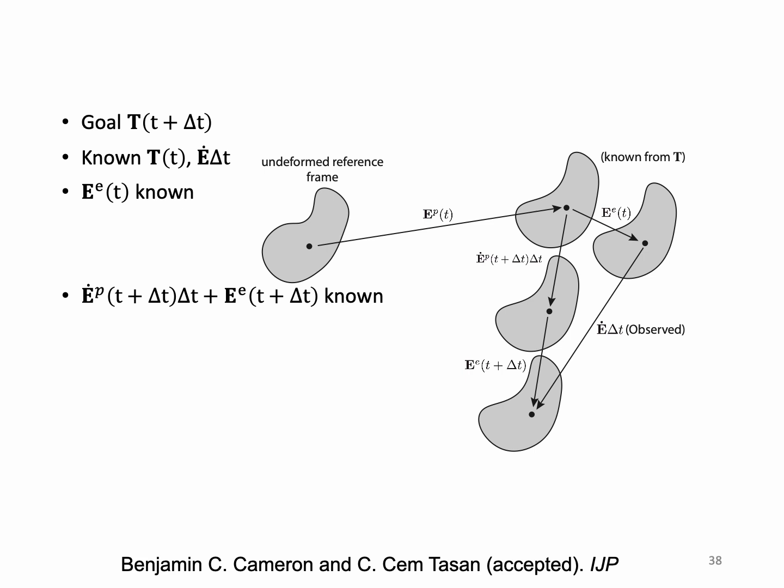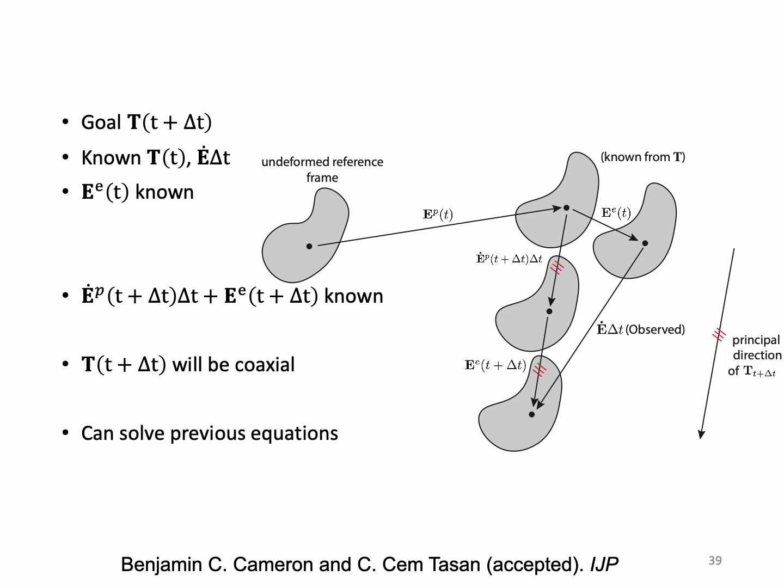And we also know that the stress at time t plus delta t is coaxial with both of these variables. So it's coaxial with the elastic strain at time t plus delta t and the plastic strain rate. So it will be coaxial with the sum of these two things. So we can get the eigenvectors from the sum of these two things and then just solve for the stress in exactly the same way as we did before.